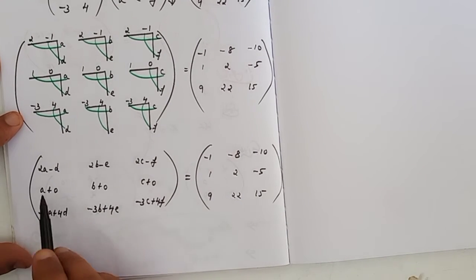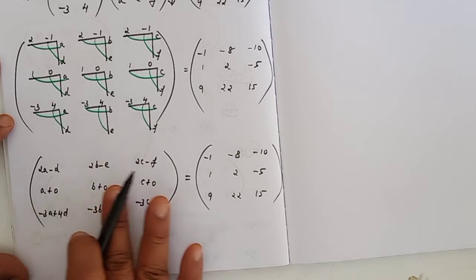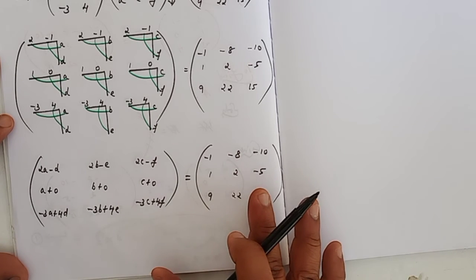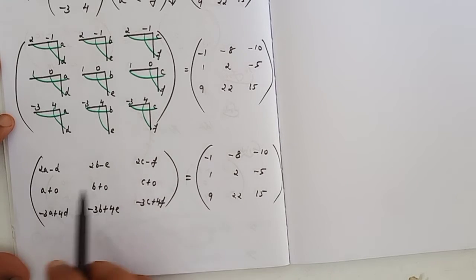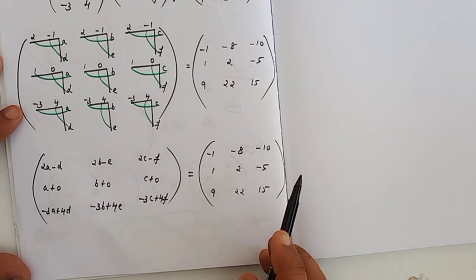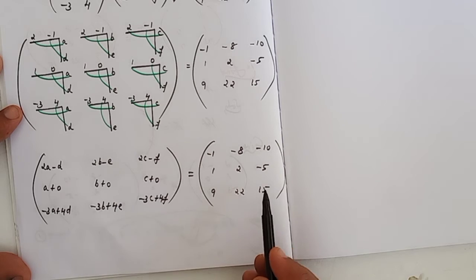Now here it's a 3 by 3 matrix, 3 rows 3 columns. It is also 3 rows 3 columns. So here we have that equal sign. Equal matrices means we can consider the corresponding elements are equal. So you have to find out the values of A, B, C, D, E and F. Look at that, very easy.